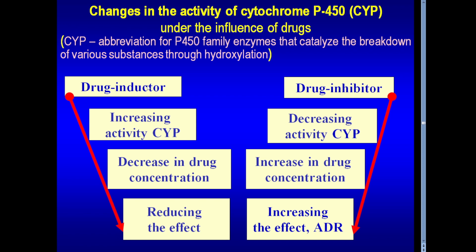So, drug inductor increases activity of CYP. That leads to decrease in drug concentration because of fast metabolism of another drug metabolized by these enzymes. That's why to reducing the effect. On the contrary, drugs inhibitors of CYP decrease activity of certain enzyme in this system. That leads to increase in drug concentration. That's why to increase the effects, sometimes to ADR or adverse drug reactions development.